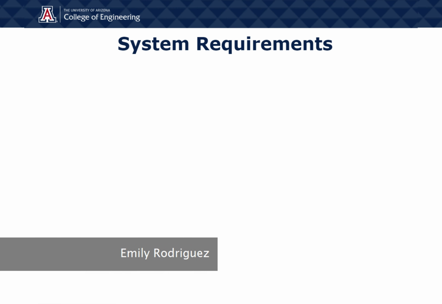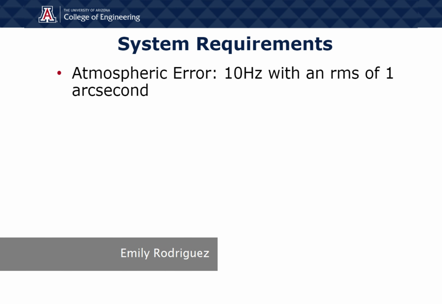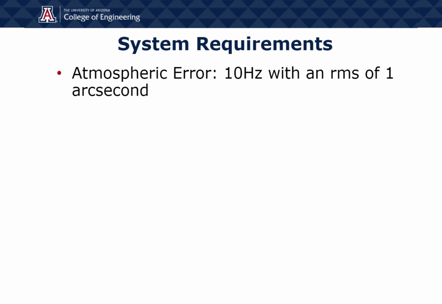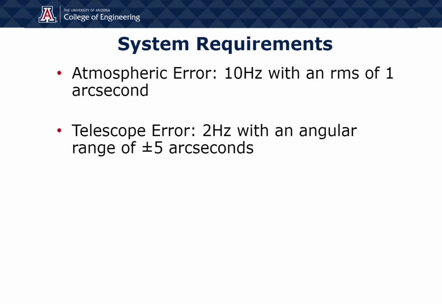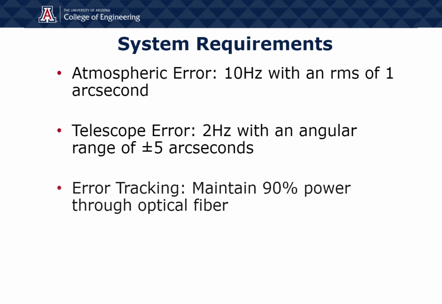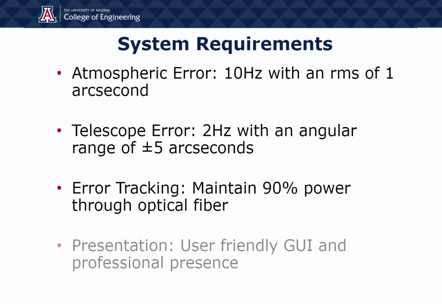The system must be able to generate an error signal at 10 Hz with an RMS of 1 arcsecond, and a second error signal at 2 Hz with an angular range of 5 arcseconds. The laser tracker must be able to correct these errors, and in doing so, maintain 90% of the achievable power entering the optical fiber. The system must also have a user-friendly GUI and overall be a contained, professional system.